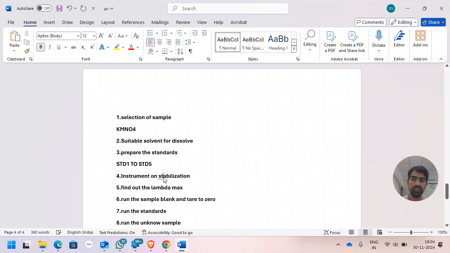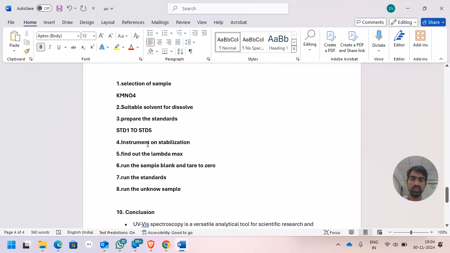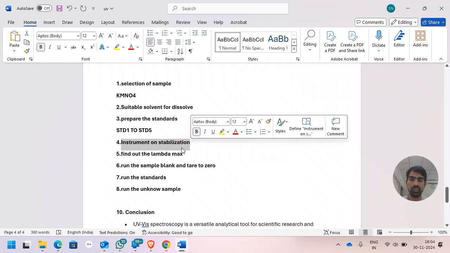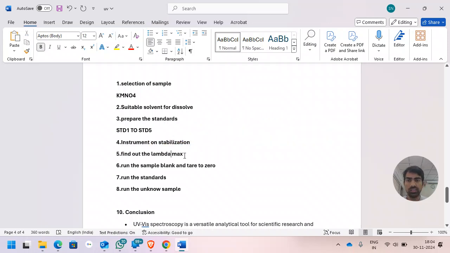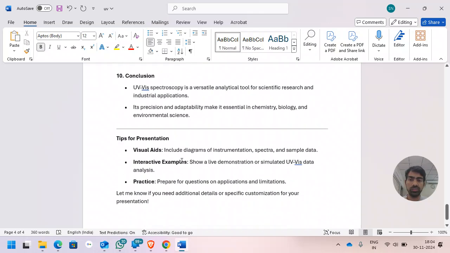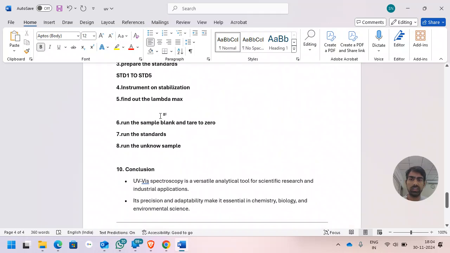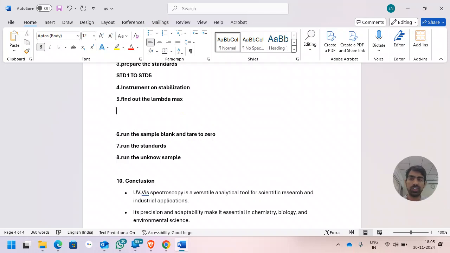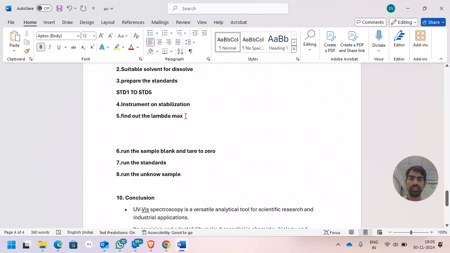After you prepare the standards, you need the instrument. You switch on the instrument and stabilize it, because it has a light source. The light source needs to warm up and stabilize. Then find out the lambda max. Lambda max means which wavelength is suitable for the given sample or compound.